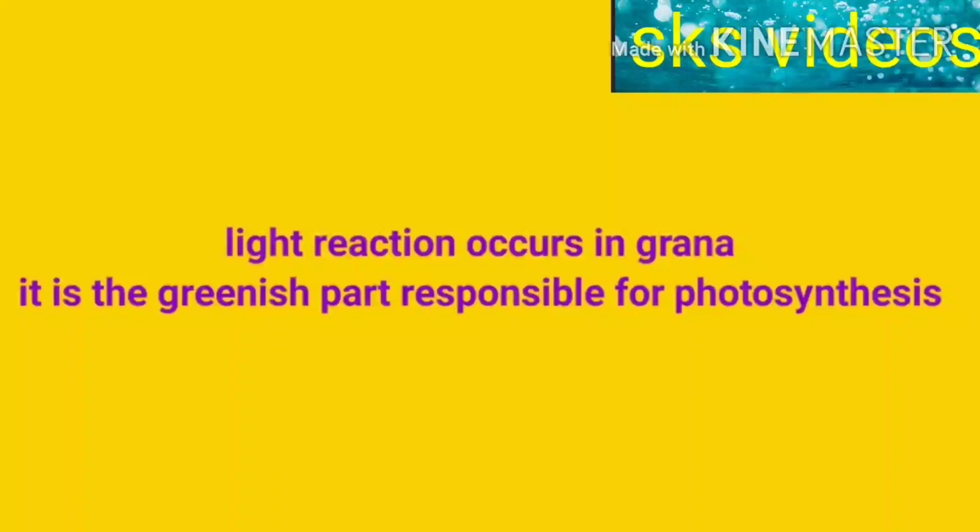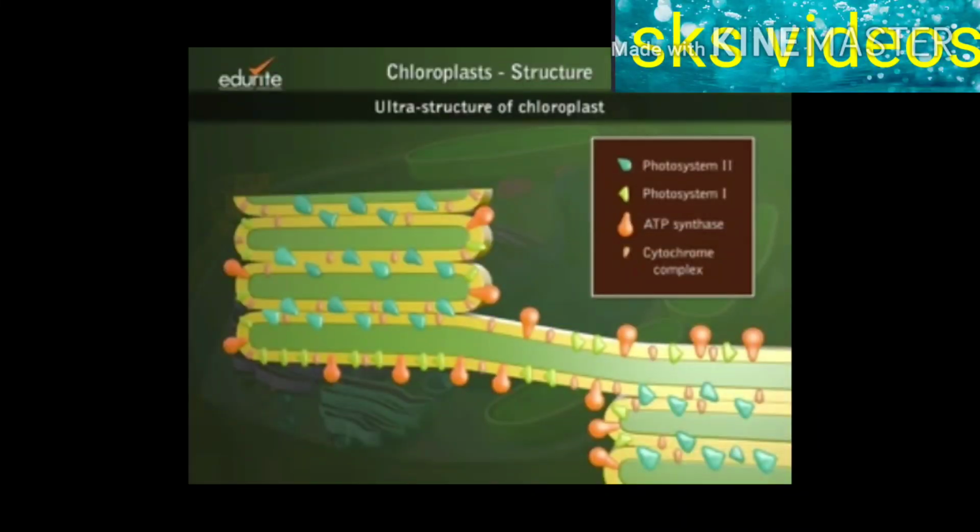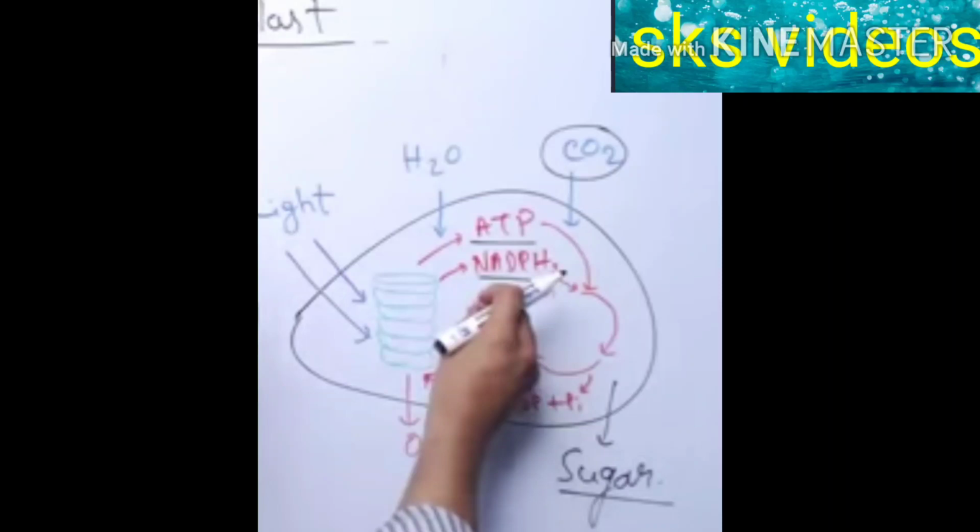This light reaction occurs in grana, the colorful, green part of the chloroplast, where light absorption will be more, where light receiving will be more, where you find photosystem 1 and photosystem 2. In photosystem 2 the granules will be large, whereas in photosystem 1 you will find small granules, which harvest light.